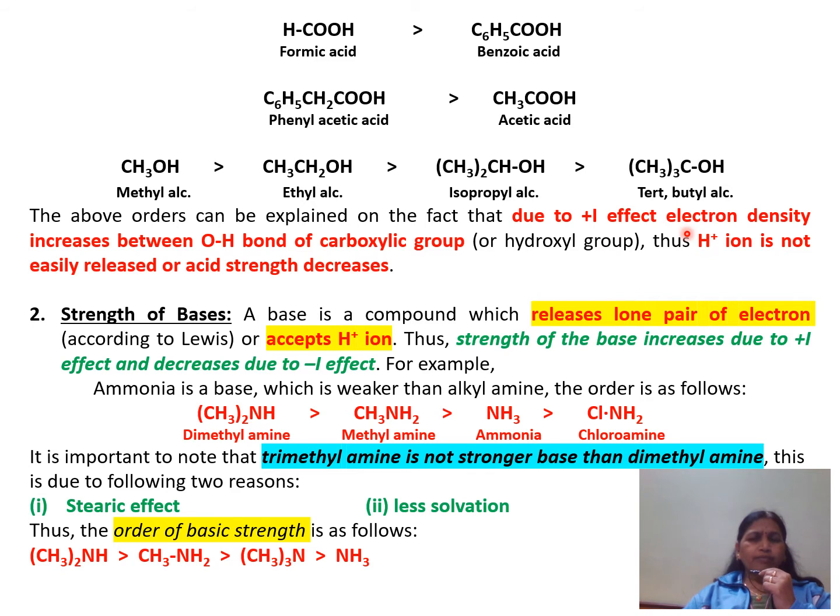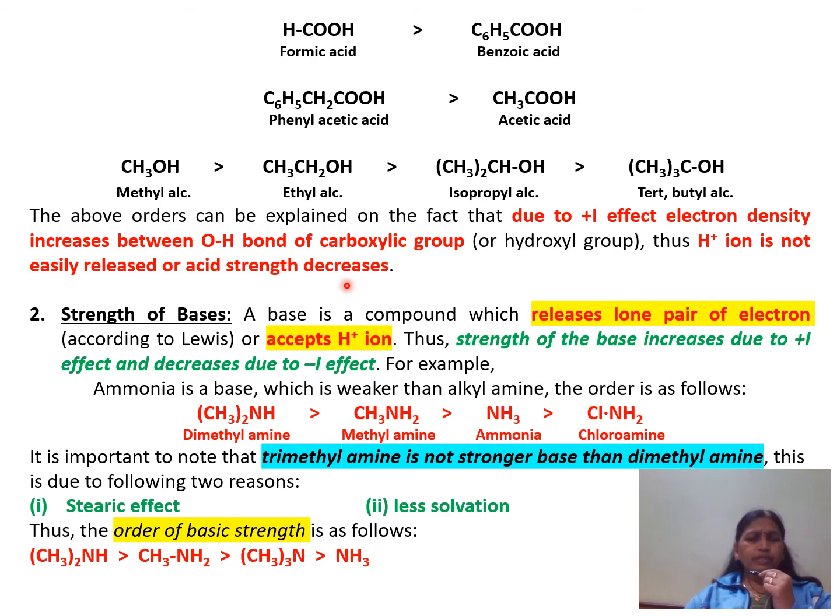So the plus I effect, what does it do? Electron density is increased. Due to plus I effect, electron density is increased between the OH. Due to minus I effect, electron density is decreased. And due to plus I effect, electron density increases between the OH bond of the carboxylic acid, and the release of H positive is made difficult.